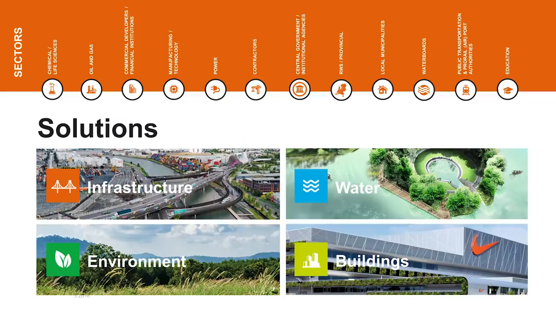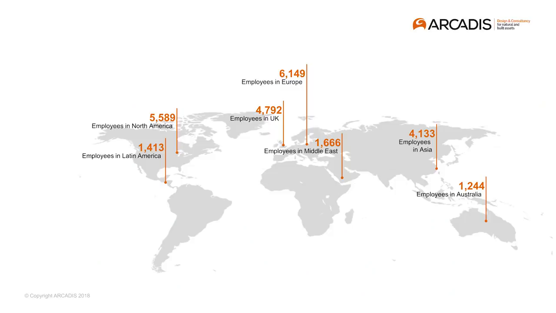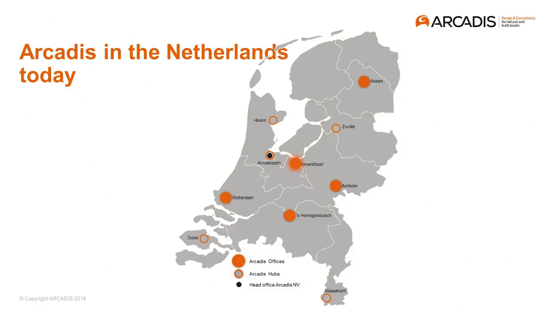Arcadis is a worldwide operating design and consultancy company. We work in different sectors like industry, buildings, environment and water. We're about 27,000 people worldwide, so quite a lot, but we are also very locally present. I myself work in infrastructure in the Netherlands.